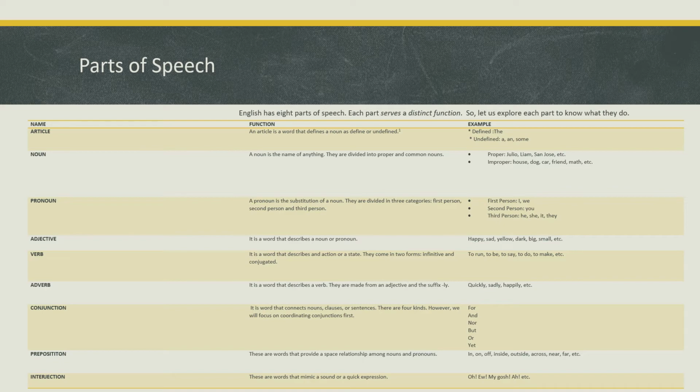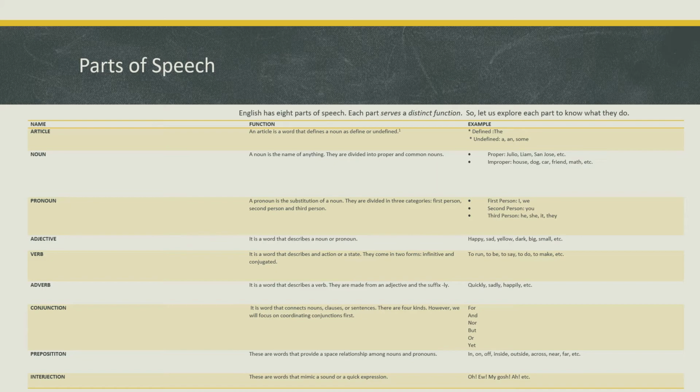Then we have the verb. And with the verb, we're telling an action, right? So the verb is an action. We do something or someone does something, that's the verb. And the verb comes in two forms. It comes as the infinitive, which we could say is the rough form, the general form, and then the conjugated form. That means it's shaped into a person and a time.